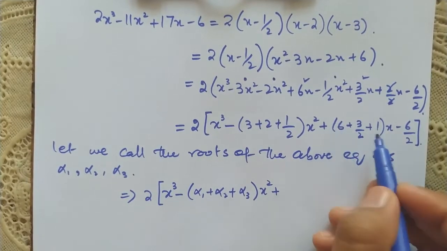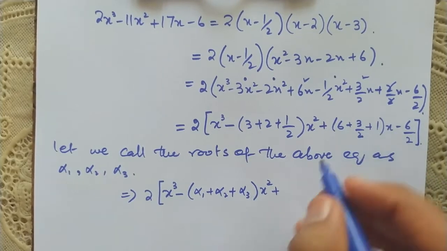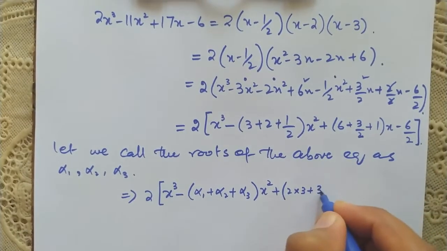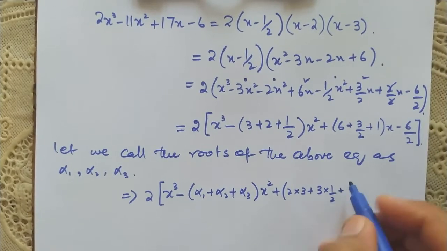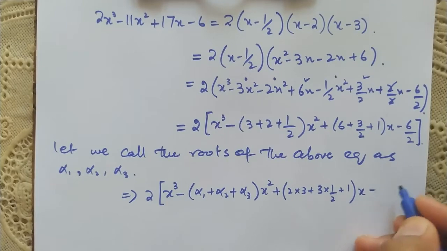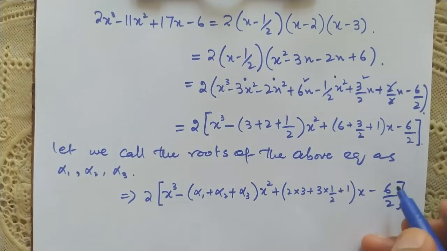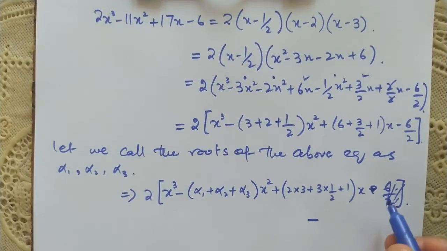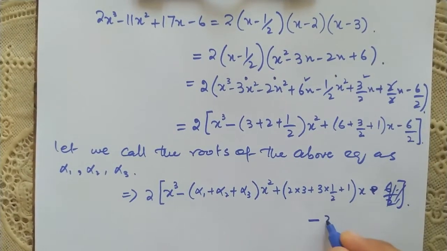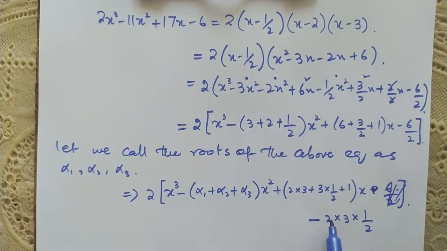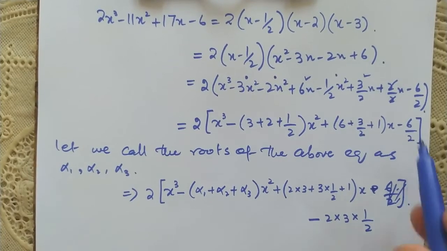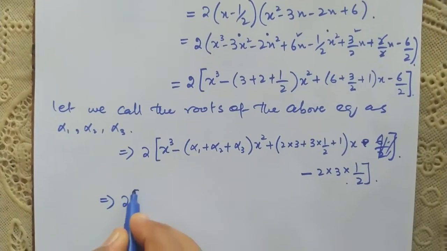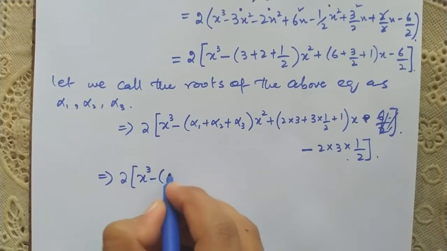and you know very well, these are the product of the roots, product of two roots. Means you can write this as 6 can be written as 2 into 3 plus 3 upon 2 can be written as 3 into 1 upon 2 plus 1 into x and minus 6 upon 2 as it is. Or you can write this 6 upon 2 as 2 into 3 into 1 upon 2. That means the product of 3 roots. These are the roots 1 upon 2, 3 and 2, and 6 upon 2 is the product of these 3 roots, right?